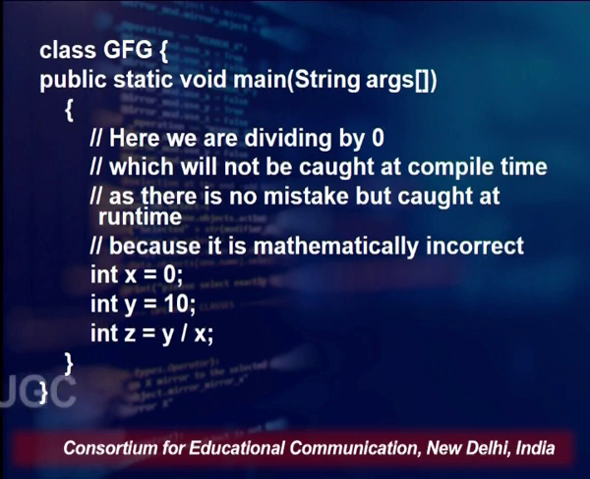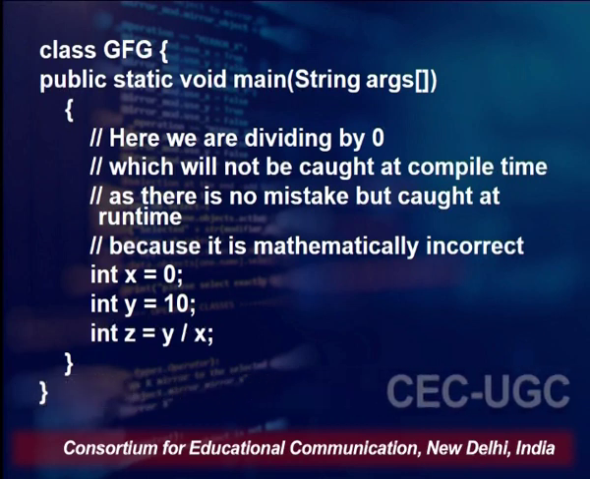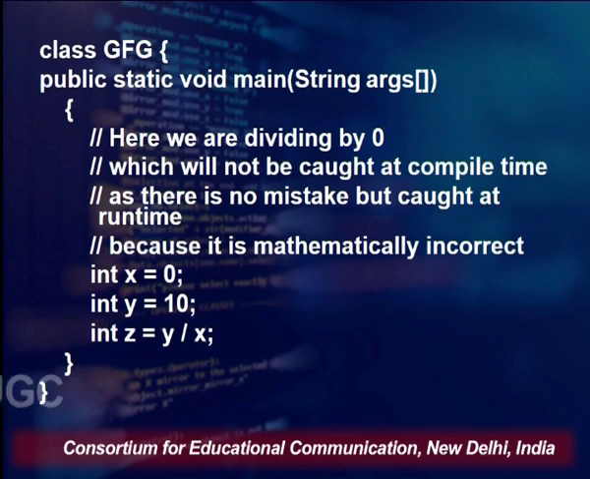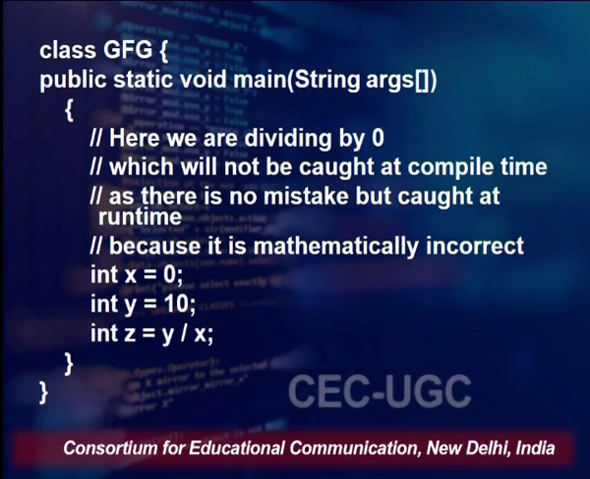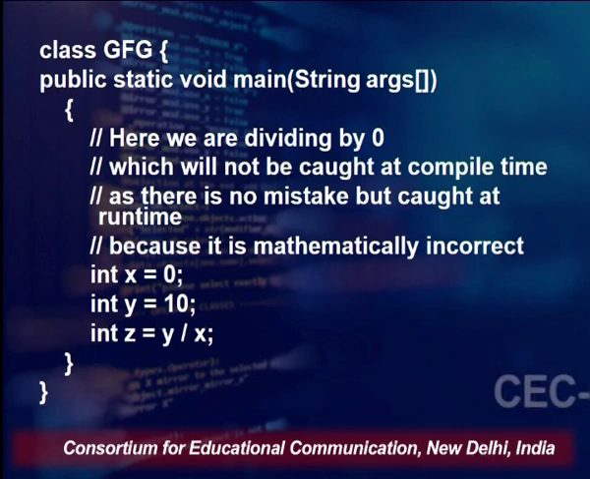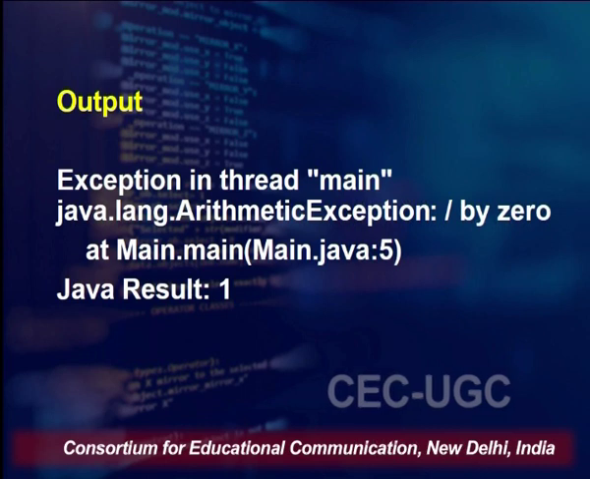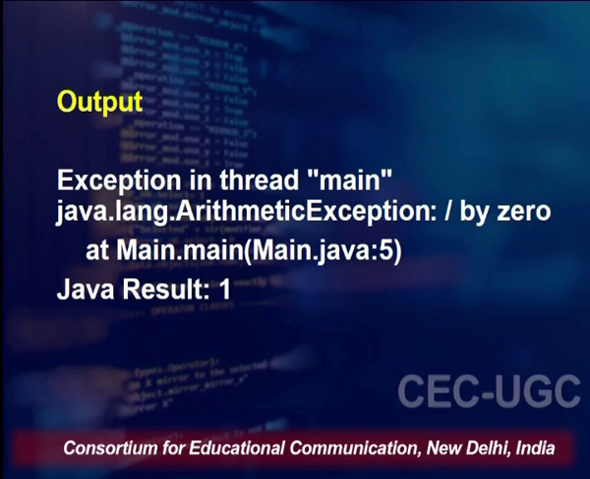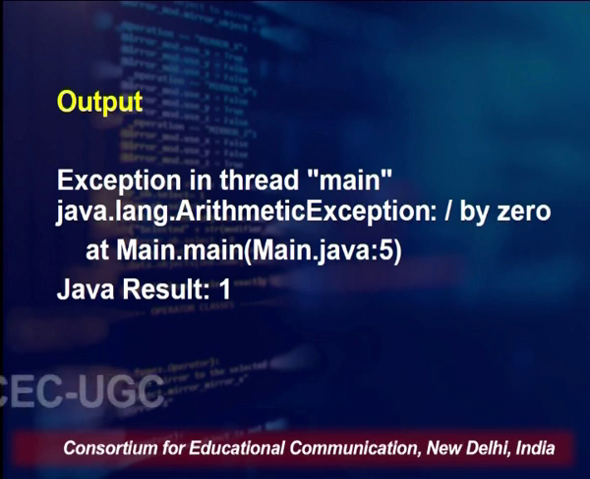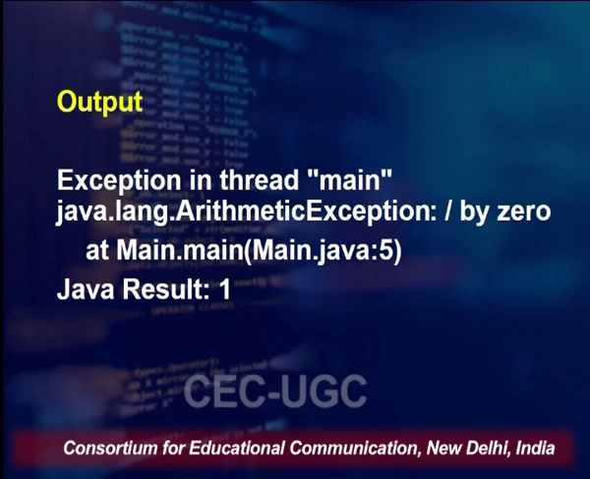The program is very, very simple. We have declared integer x equals 0, then another variable integer y equals 10, and integer z equals y by x, which is nothing but 10 by 0. The program is going to compile well. That means your compiler will not force you to handle this exception, and here is the output. But whenever you run the program, it will not run, because ultimately there is an exception, an error.